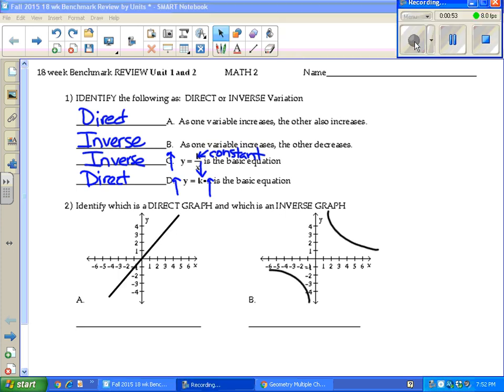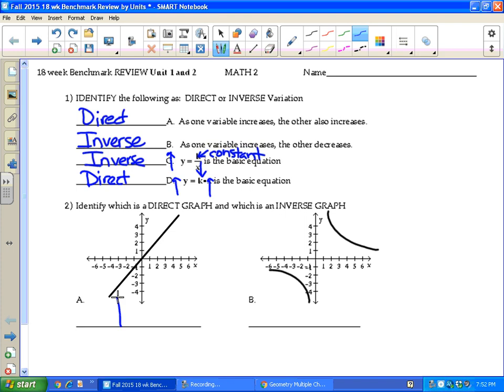All right, number 2. Identify which is the direct graph. Letter A is the direct graph. It shows that as you go farther and farther and farther to the right, the answer is getting bigger and bigger and bigger. So as one increases, the other one increases.